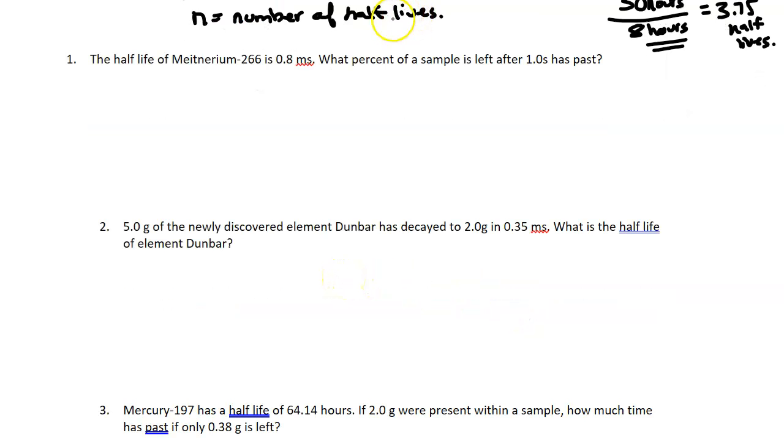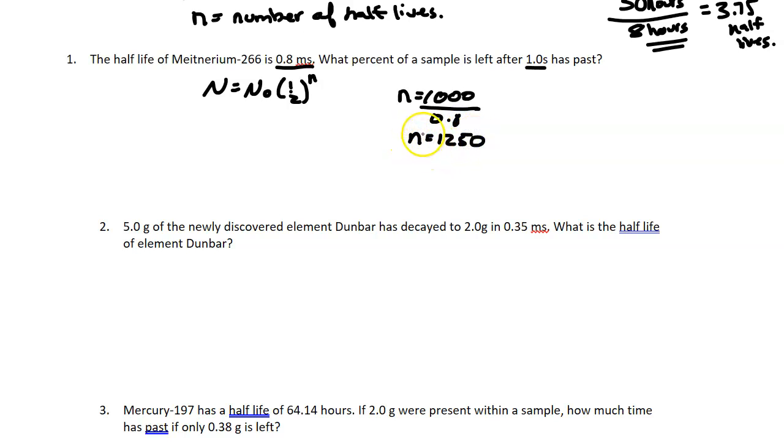Taking a look at question number 1 here. We've got the half-life being 0.8 milliseconds. After 1 second, what percent is left? In this case, N = N₀(1/2)^n, and we're going to figure out how many half-lives have passed. The number of half-lives is 1,000 milliseconds divided by a half-life of 0.8 milliseconds. That means 1,250 half-lives have passed. That is a lot of decay.